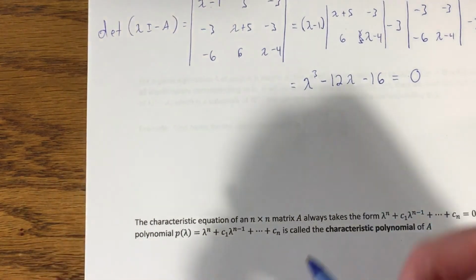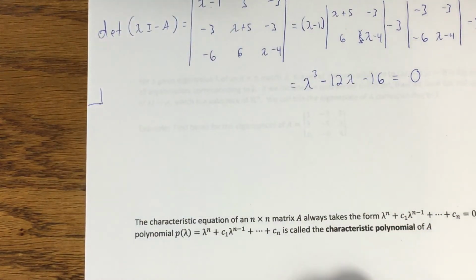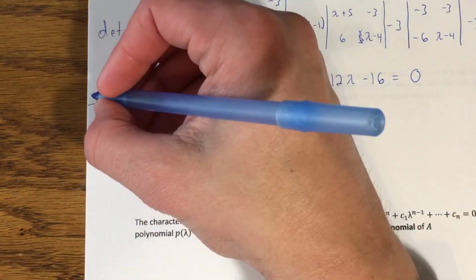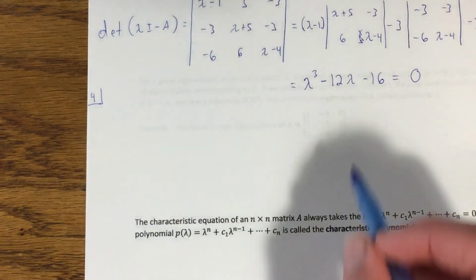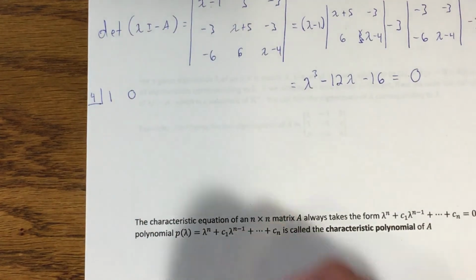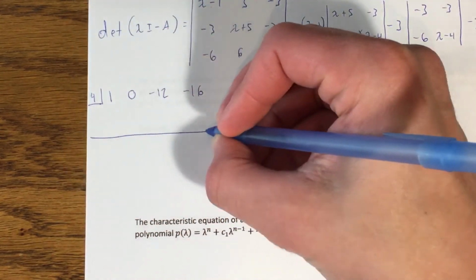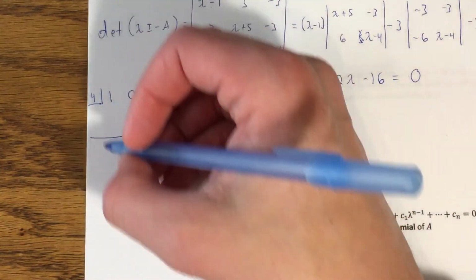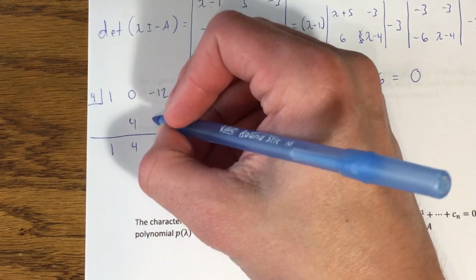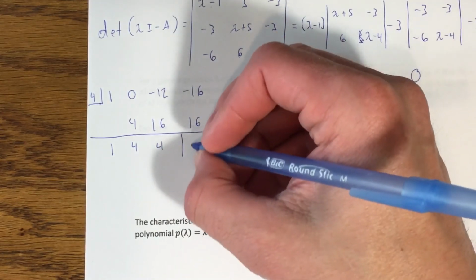I'm not going to go through a whole lesson on the rational root theorem since that's a prerequisite, but maybe you'll remember this. So I'm going to pick a factor of 16. One of the ones that I know happens to work is the factor 4. If I write out the coefficients here, 1 for my lambda cubed, 0 for lambda squared, negative 12, and negative 16, then what I'm going to do is synthetic division. 4 times 1, 4 times 4, 4 times 4, 16, it gives me 0.